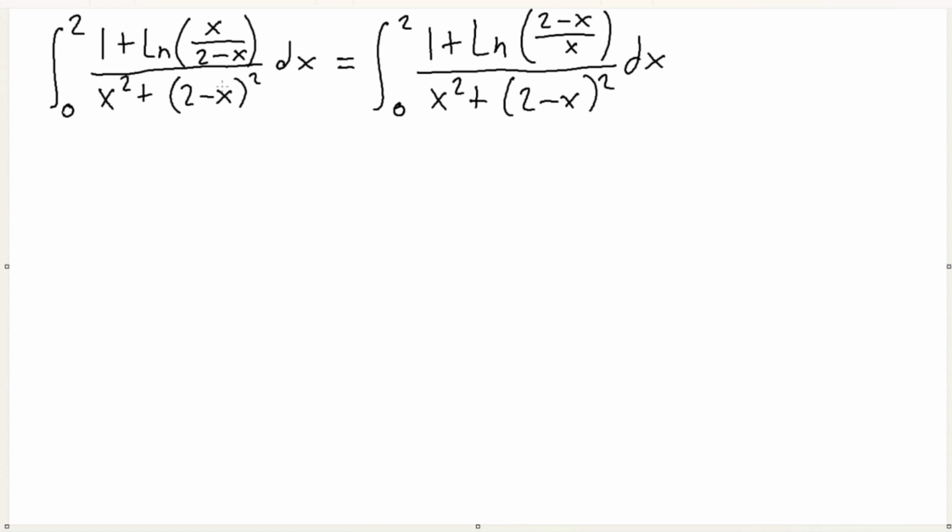And then of course we add these two integrals together. We get 1 plus 1 is 2, plus ln of this plus ln of this. This becomes ln of 1 by the logarithm rule, and then equals 0. And then we're just left with this denominator here.